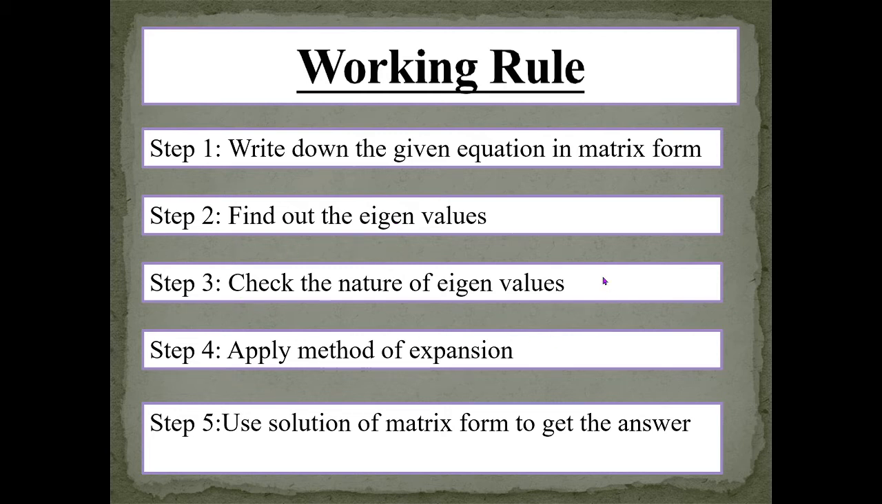But there is something new: check the nature of eigenvalues. So you need to check whether the eigenvalues are repeated or not repeated. If repeated, the method of expansion is applicable. Then we'll apply the method of expansion, and then we'll use the solution of the matrix form that we'll be getting in equation 1 to get the final answer. So without wasting much time, let us take an example.